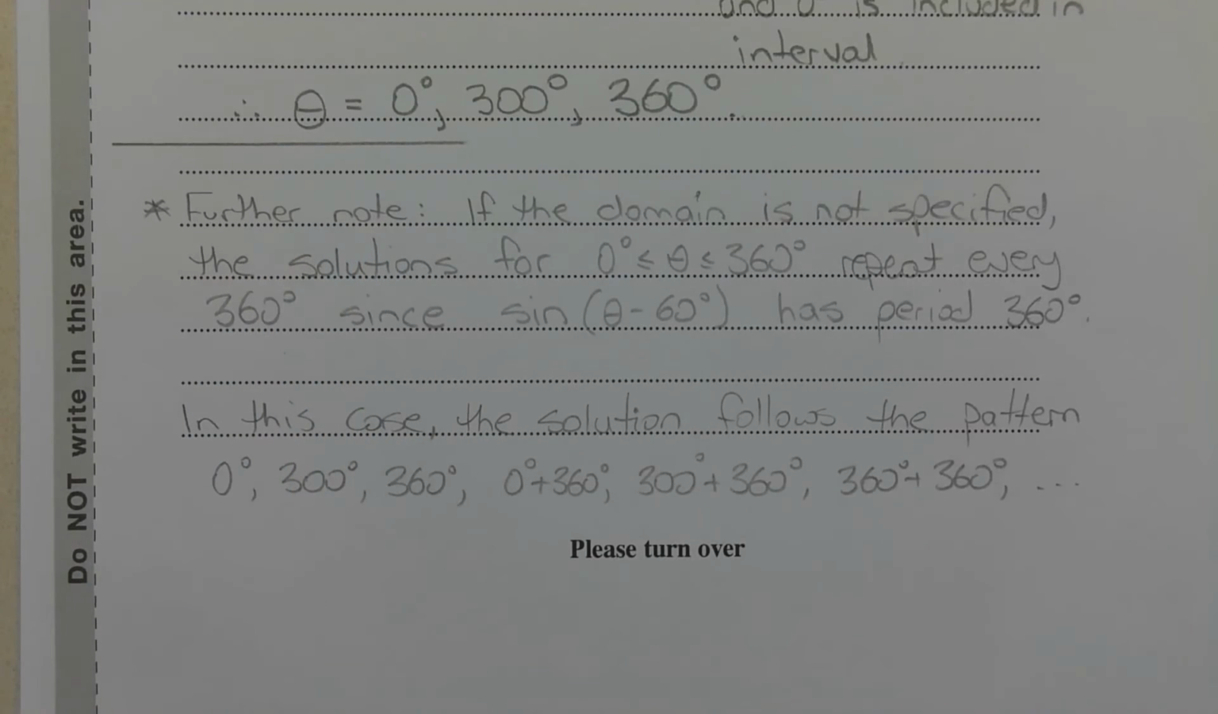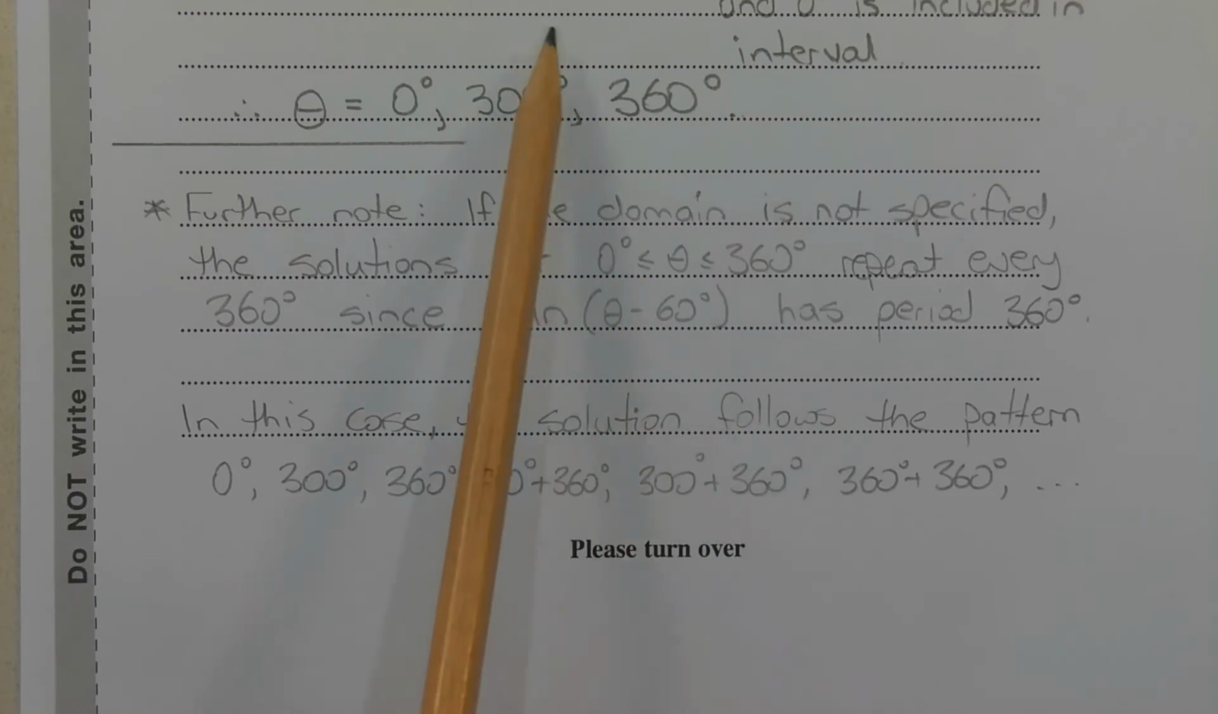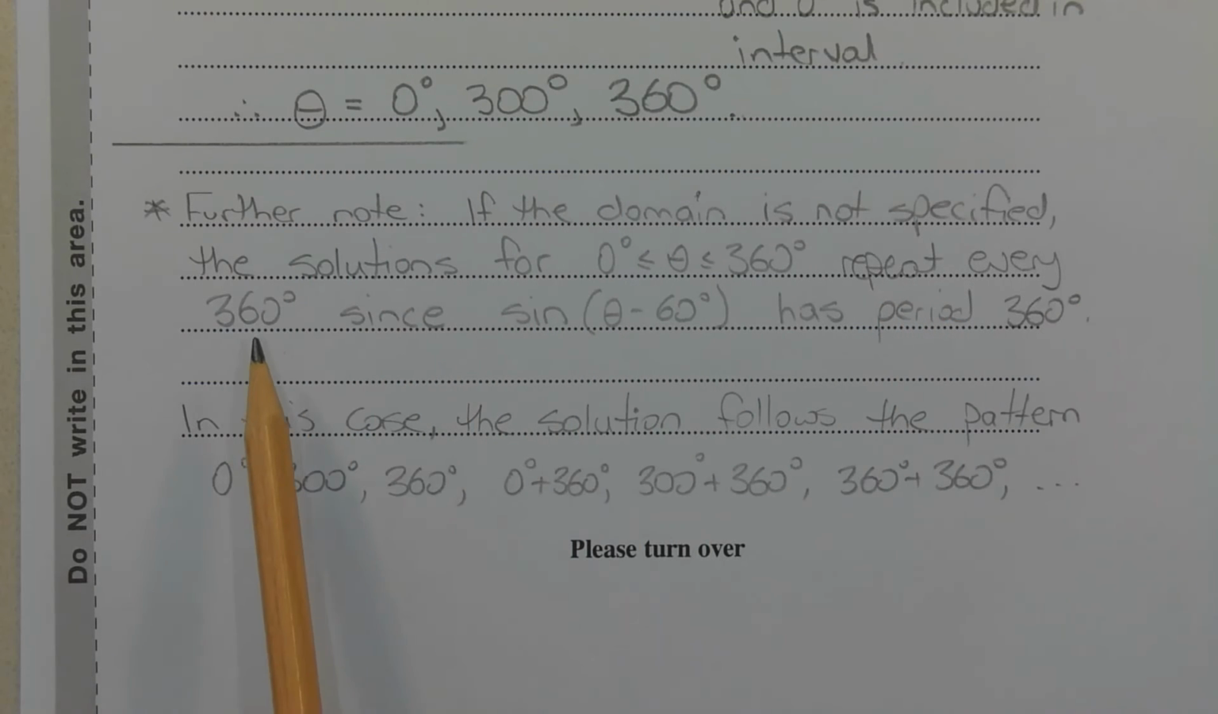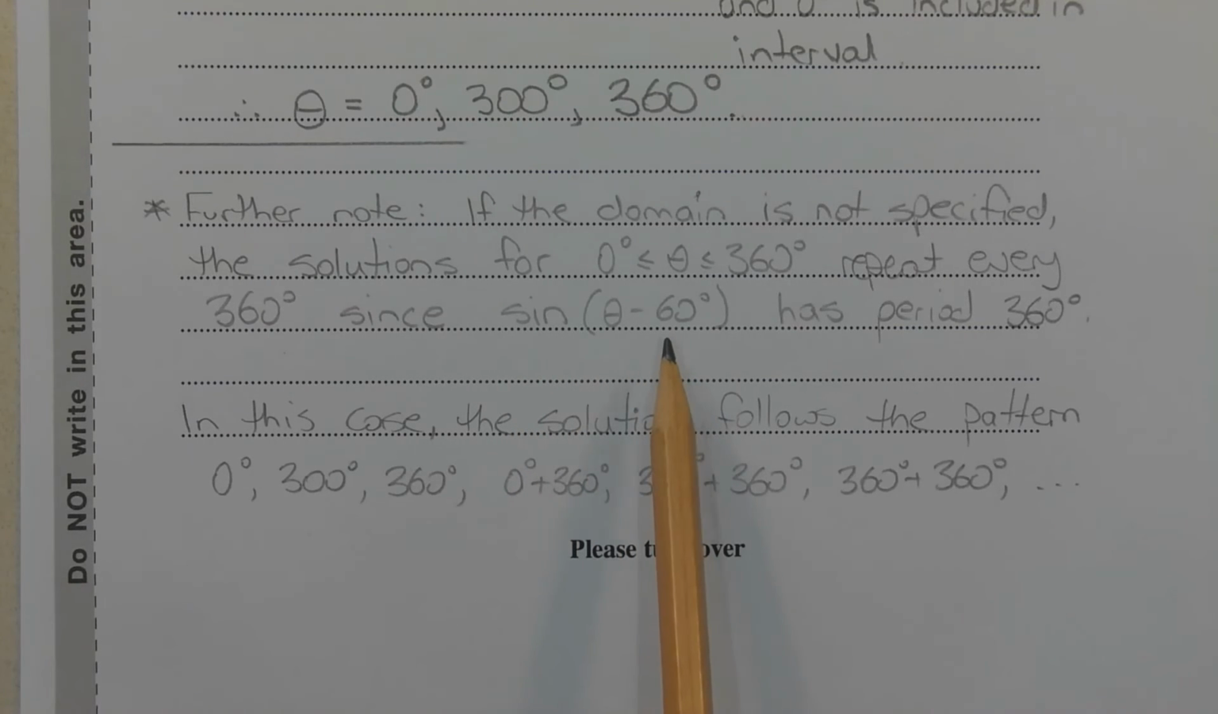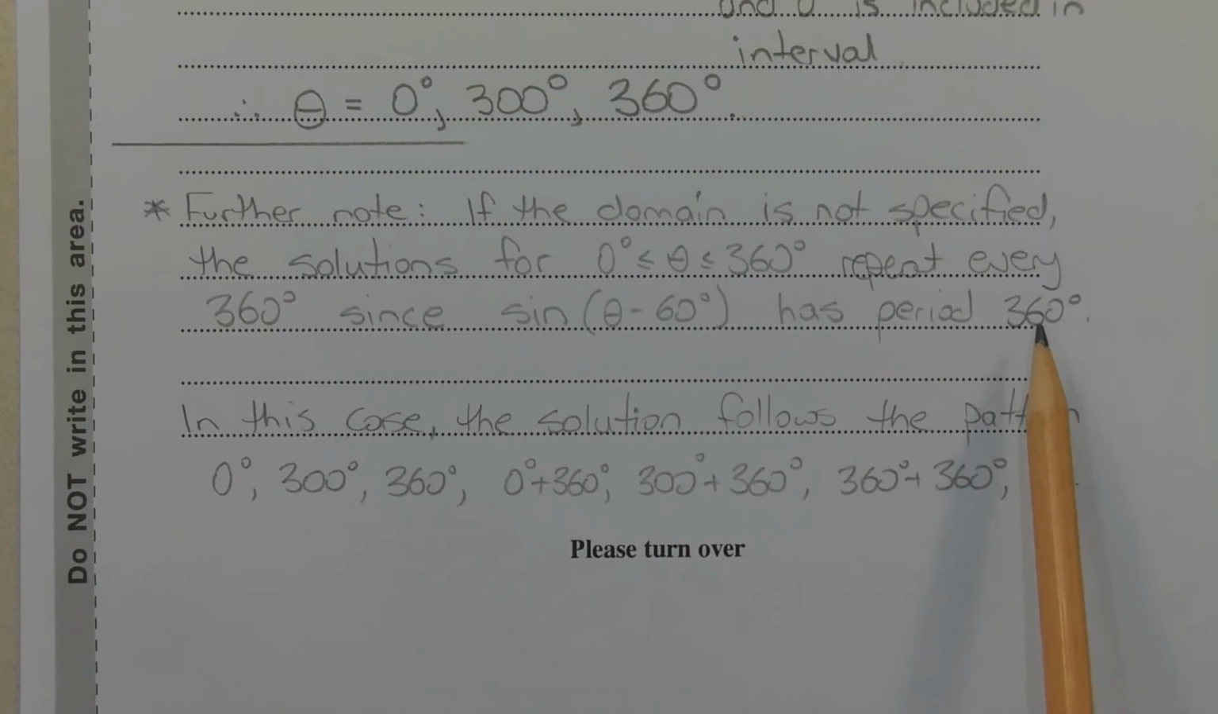Further note, let's say for argument's sake that the question is asked where the domain is not specified. In other words, we're dealing with an unrestricted domain. What would the solution look like then? If the domain is not specified, the solutions for theta between 0 degrees and 360 degrees inclusive, these three values here, will repeat every 360 degrees, since the function sine of theta minus 60 degrees is a periodic function, which means it'll repeat itself over and over again forever, and it has a period of 360 degrees.